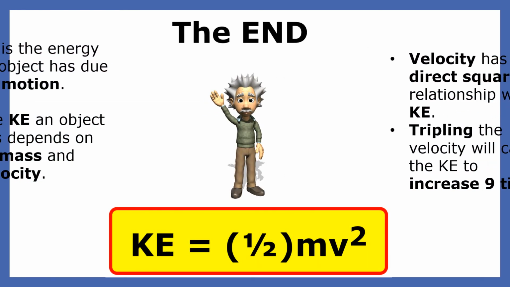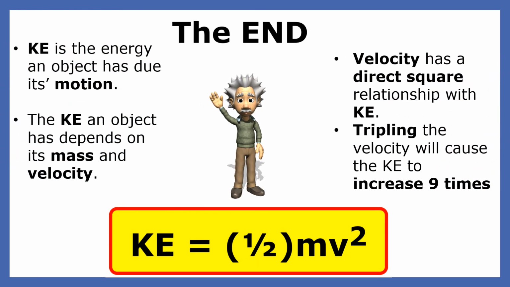Let's go over what we've learned. Kinetic energy is the energy an object has due to its motion. The kinetic energy an object has depends on its mass and its velocity. Kinetic energy has a direct relationship with its mass, and a change in the velocity of an object has a very big effect on its kinetic energy. Velocity has a direct square relationship with kinetic energy. This is the end.